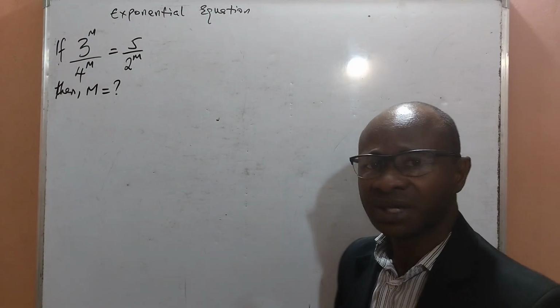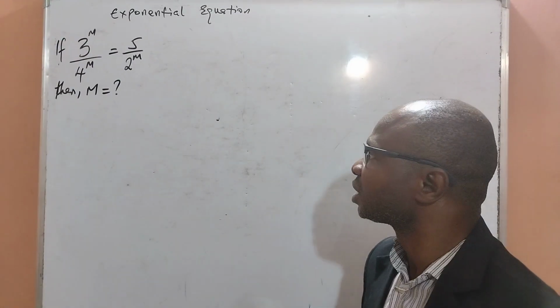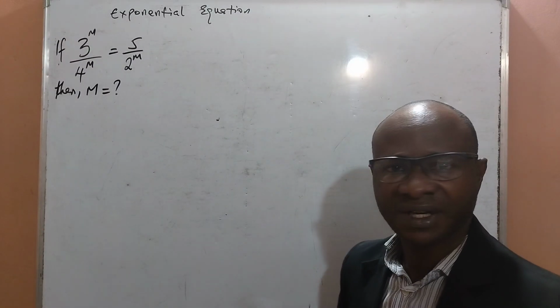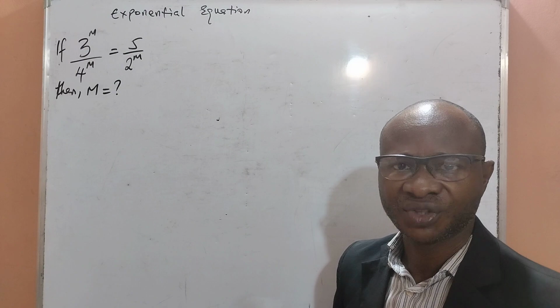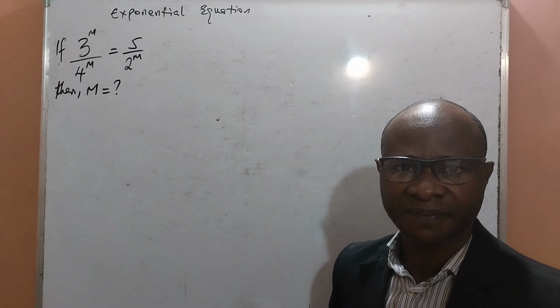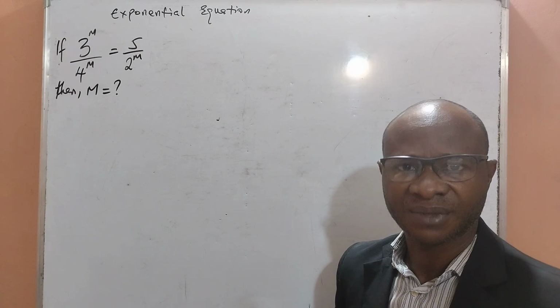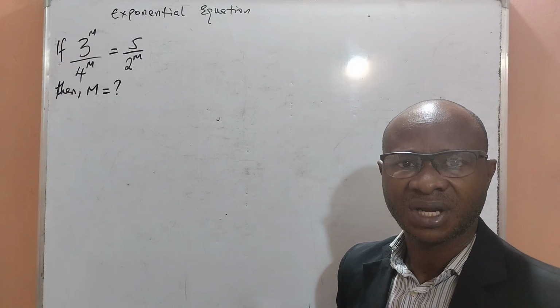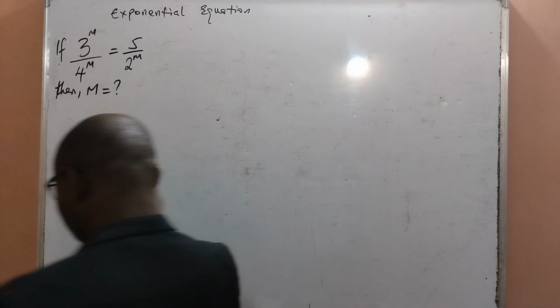Today's class shall be an exponential equation. If 3 raised to the power m divided by 4 raised to the power m is equal to 5, also divided by 2 raised to the power m, then what is the value of m? Let us solve this question together. I want you to watch to the end.